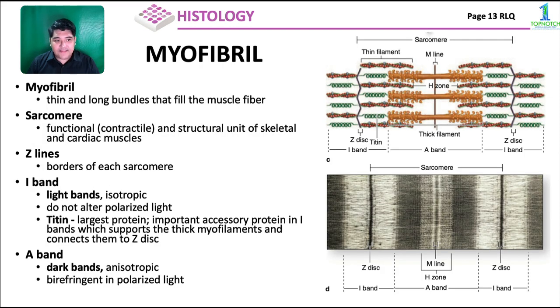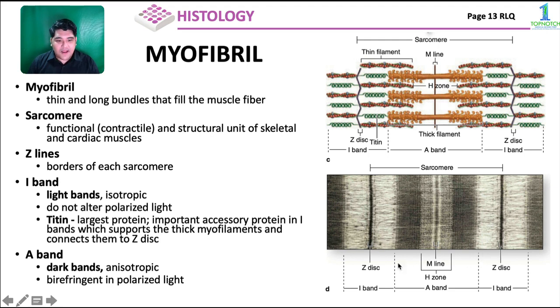Your myofibril is a thin and long bundle that fills the muscle fiber. It has your sarcomere. Your sarcomere is the functional contractile unit of the skeletal and cardiac muscles, which is why they are striated. Now your Z-lines are the borders of each sarcomere. Z to Z is one sarcomere. Your I bands, the light bands or isotropic bands, do not alter polarized light. Important here is your titin, the largest protein, an important accessory protein in the I bands, which supports thick myofilaments and connects them to your Z-disc.